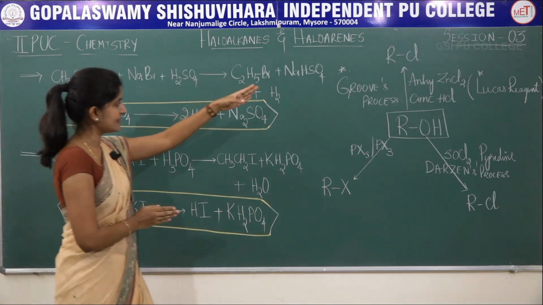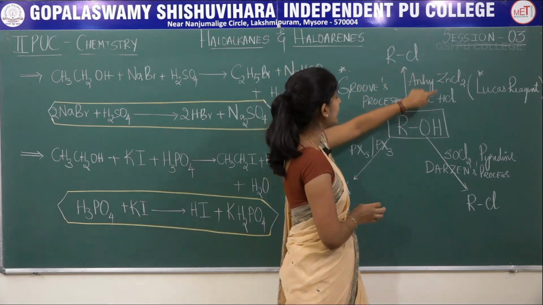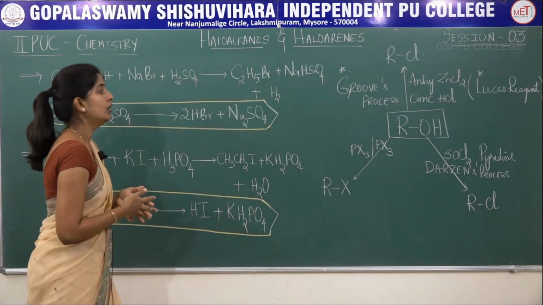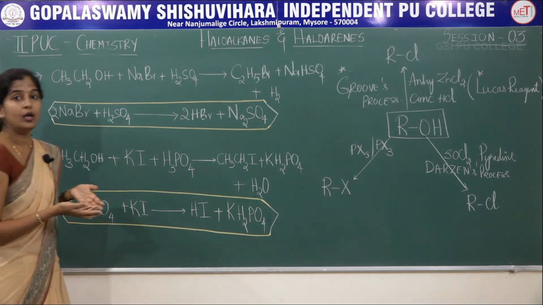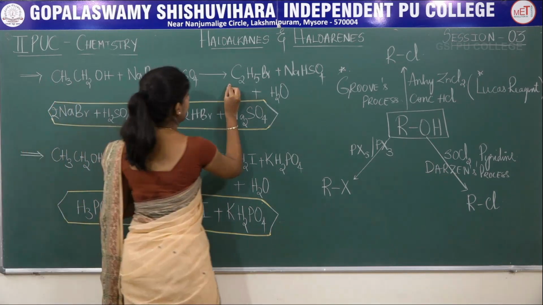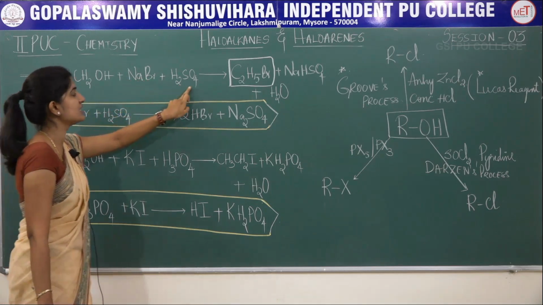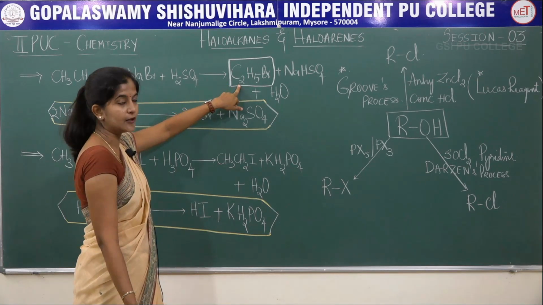So in your Groves process, as I have told you, you can only prepare the haloalkane, that is the chloroalkane, since your reagent is concentrated HCl. So instead of concentrated HCl, why can't we use HBr, hydrobromic acid, as well as hydroiodic acid to get the respective bromoalkanes and iodoalkanes? So what is the method? If you see, we have prepared ethyl bromide, that is nothing but bromoethane. The method, if you observe, is CH3CH2OH alcohol reacts with sodium bromide and sulfuric acid to give the respective bromoalkane, that's ethyl bromide or bromoethane.